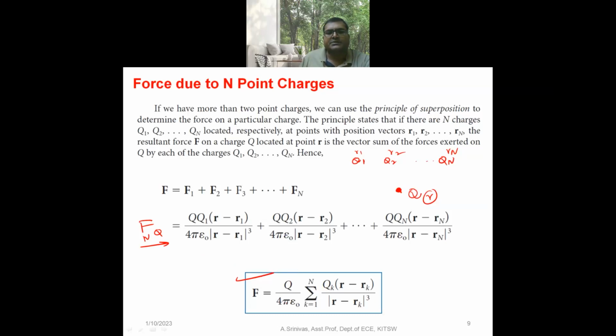F is equal to Q by 4 pi epsilon naught, summation K is from 1 to n number of point charges. At what point we require the force is R, so you can consider R minus RK and R minus RK modulus cube.